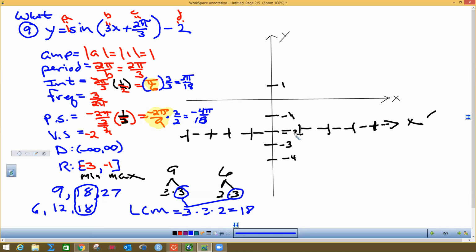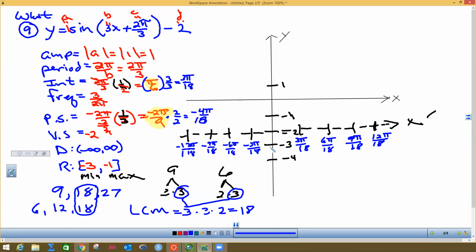Okay, so this is going to be 3 pi over 18, plus 3 more pi over 18 makes this 6 pi over 18, plus 3 more makes that 9 pi over 18, plus 3 more makes that 12 pi over 18. And then I'm going to do the same going this way. Negative 12 pi over 18. Negative 9 pi over 18. I got the ones on the left too close together. Negative 6 pi over 18 and negative 3 pi over 18. Anybody got a question where that came from?